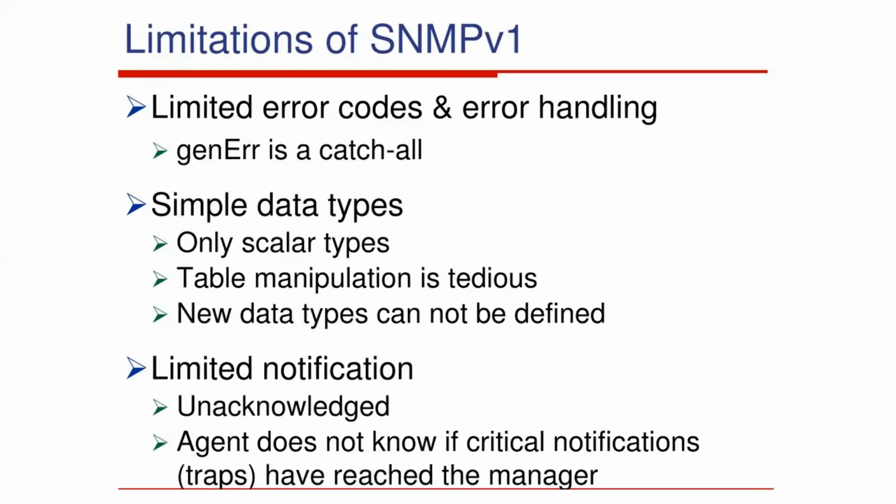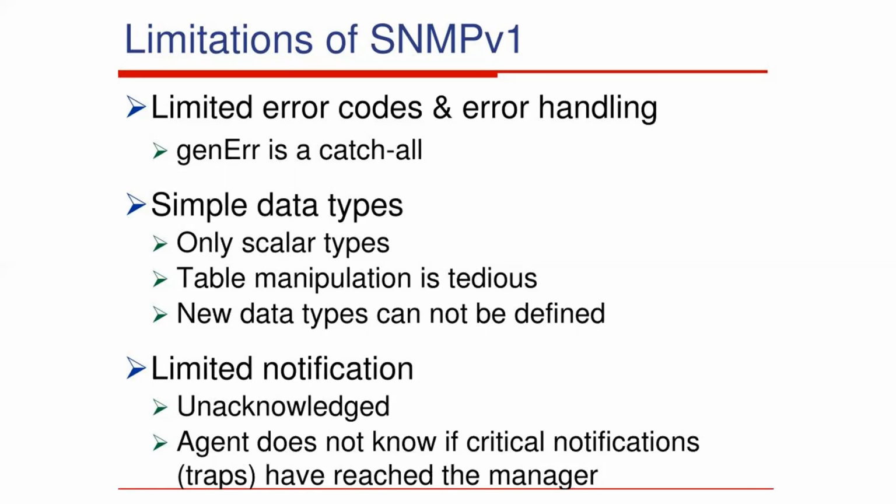And then error codes, error handling. This is also limited in version 1. That is also one of the reasons. Then very simple data types. It has only scalar types. Table manipulation is tedious. Then new data types can't be defined. This is also one of the drawbacks. Then limited notification. Notification is very important, but there is some lagging here. Likewise, it is unacknowledged, right? And then the agent does not know if critical notifications, it is nothing but traps, have not reached the manager.